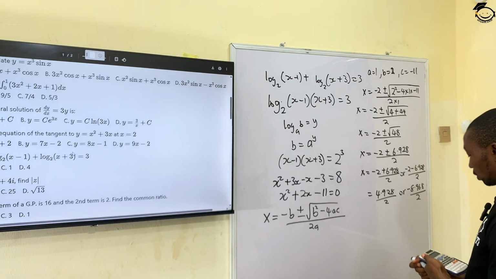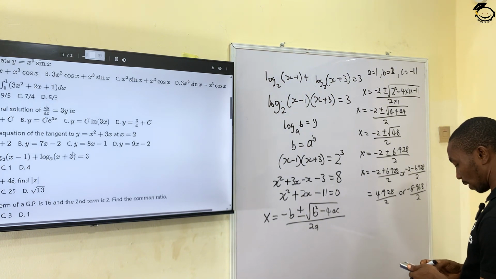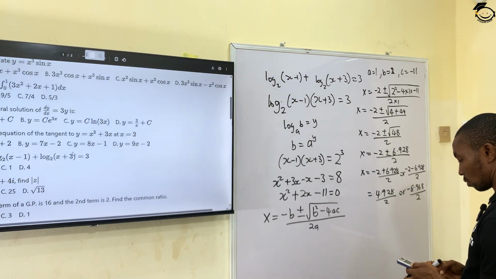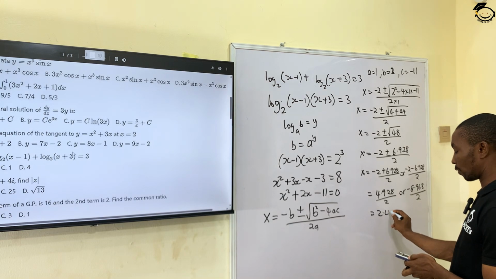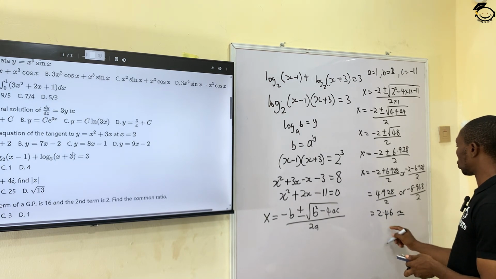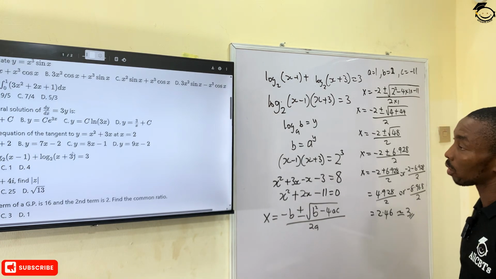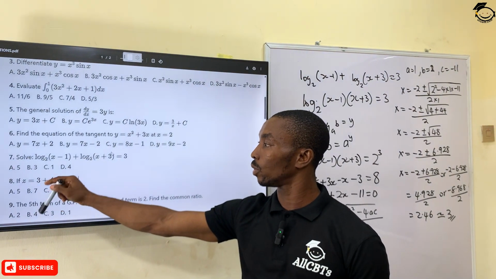So this will give us 4.928 divided by 2, which would give us 2.46. Okay, so approximately to the nearest whole number will give us 3. So our answer would most likely be B, which is 3.